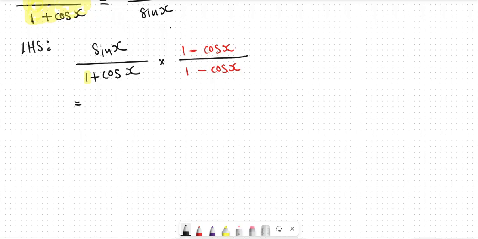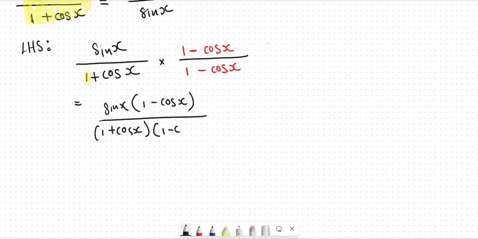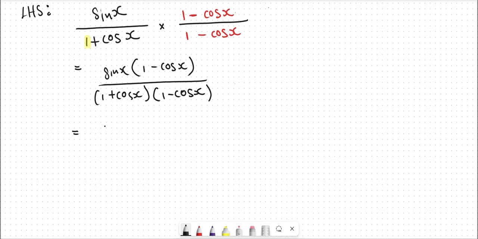So what you would do is multiply these across. So sine x would be multiplied with this bracket here. And at the bottom, you'd have these two brackets that are going to multiply each other. At this point you can distribute that sine x, but I don't think it's necessary for us to distribute it. I'll rather work with the bottom, multiplying those bottom brackets like how you would FOIL them out.